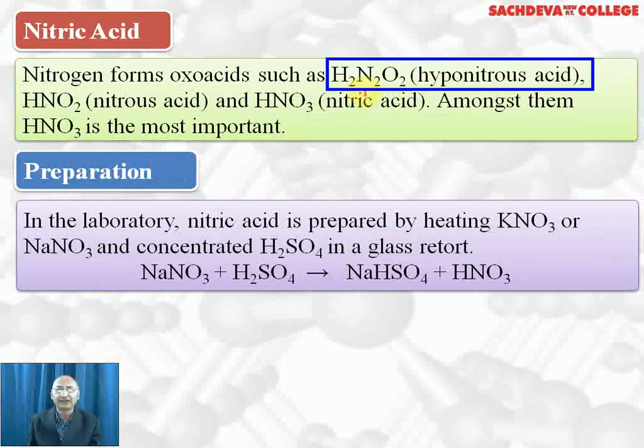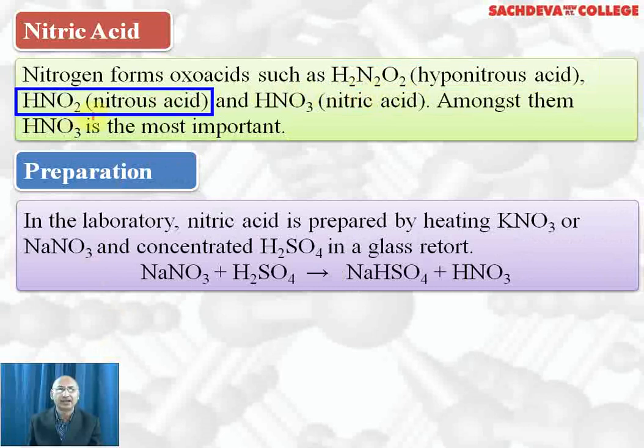Hyponitrous acid is unstable and it decomposes to N2O and water. And nitrous acid also easily gets oxidized to nitric acid, so it cannot be stored. Whereas nitric acid is the most important chemical used for various purposes.